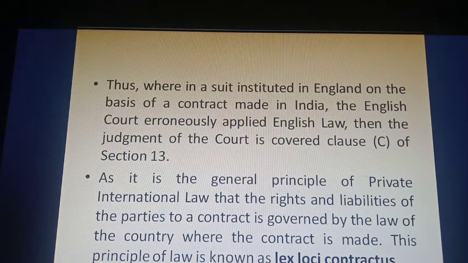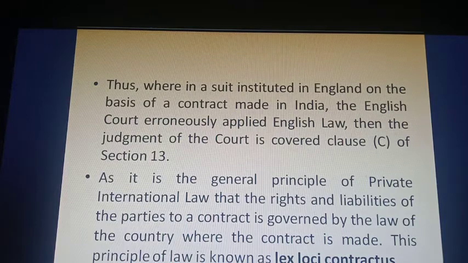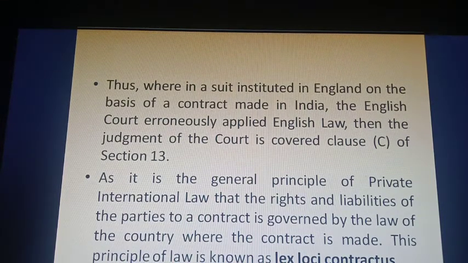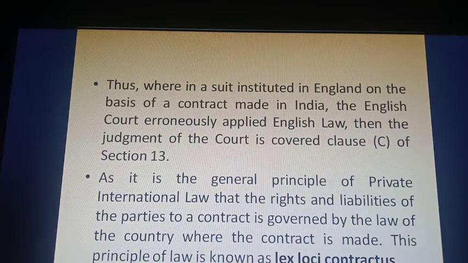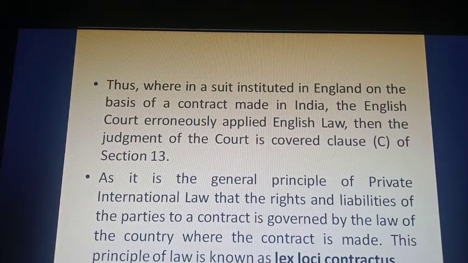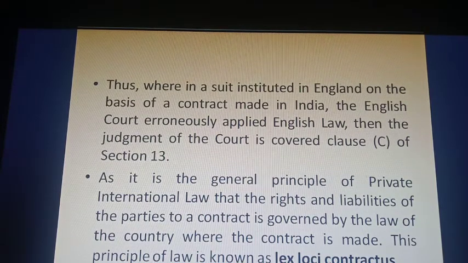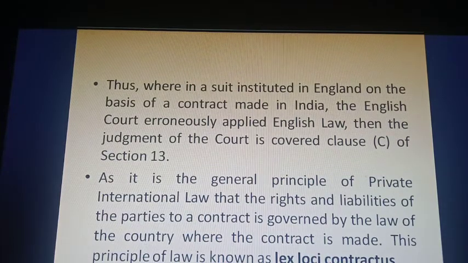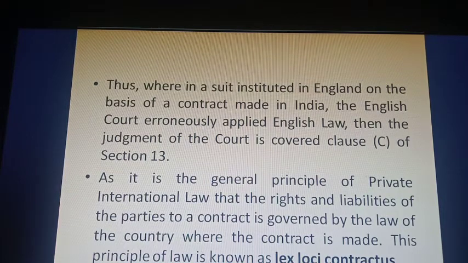But if the English court erroneously applied English law instead of Indian Contract Act 1872, then the judgment of the foreign court will be covered by clause number C of section number 13, and it will not be enforceable in India.